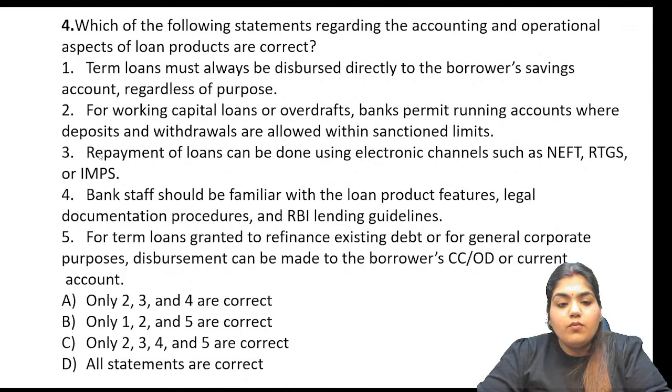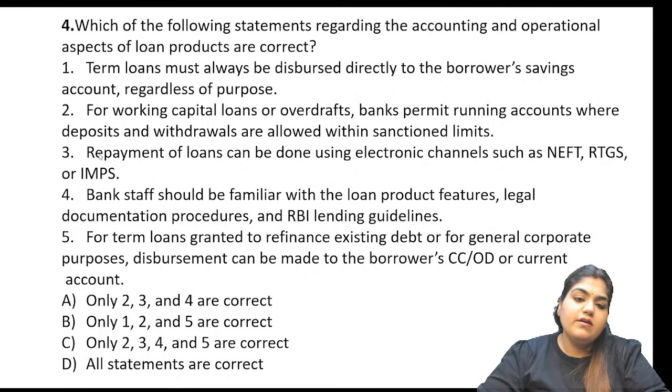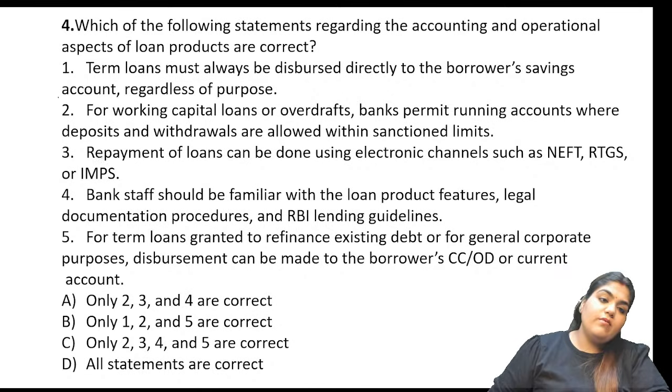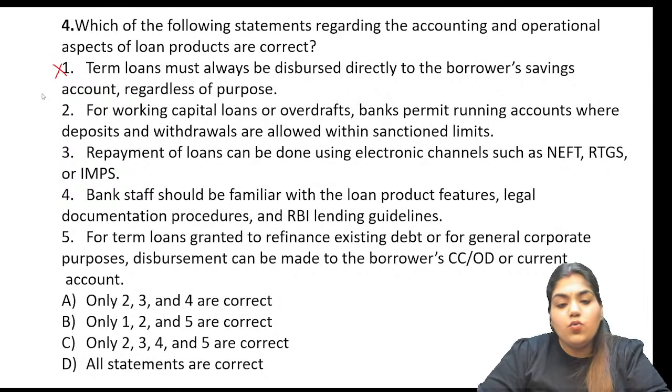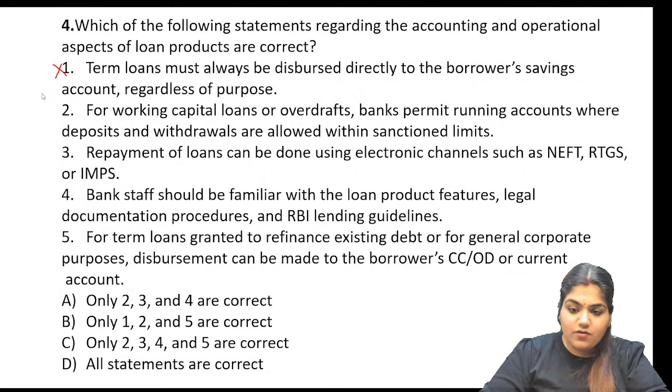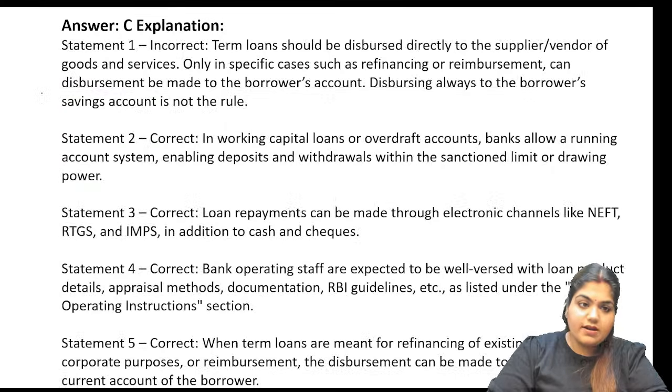Statement number 1 is incorrect. Term loans should be disbursed directly to the supplier or the vendor. We do not give term loans to the borrower. Statement number 2 is correct. 3 is correct. 4 is correct. 5 is correct. Except 1, everything is correct. That will give us C as the correct answer. Very good, Sushil ji. C is the correct answer.